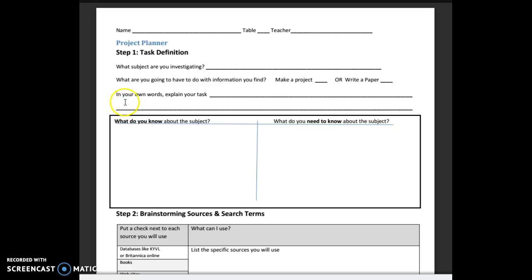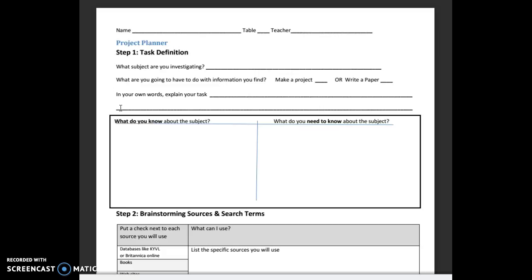Next, in your own words, explain your task. So tell me what you are going to do. What do you want to know about? So for example, I maybe would want to know more about survival skills or more about whatever your topic is. This is where your essential question is going to go.